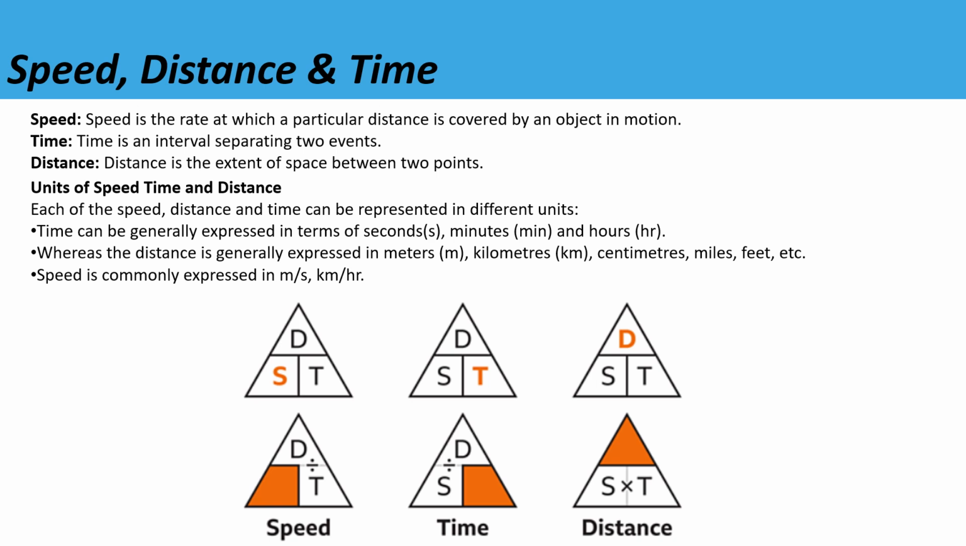Okay, so as you can see, in these triangles we have distance, speed and time. So when we have to find the speed, distance will be divided by time. Then when we have to find the time, distance will be divided by speed. And when we have to find the distance, speed will be multiplied by time. Okay, so it is very simple. Now let's discuss the questions.